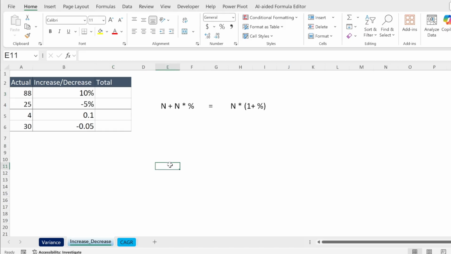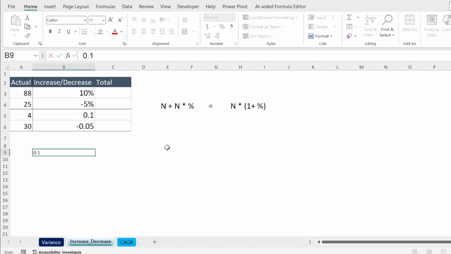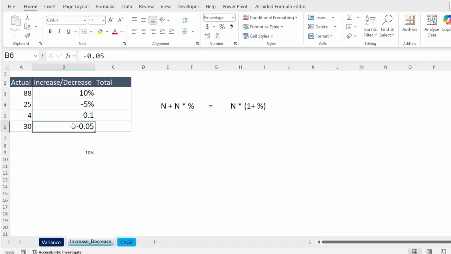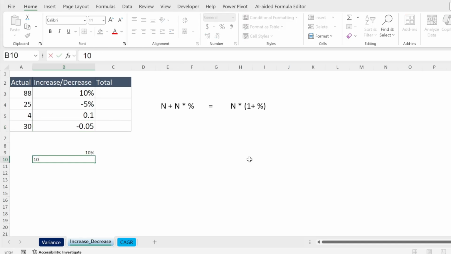Let's go to the second one, increase, decrease. So here I have a number and I want to increase it by 10%, or another number and decrease it by 5%. You also have here 0.1, which is 10%. I can show you 0.1. If you go and change the format, this is 10%, and this is minus 5%. Now, if you come here and put 10, and you change the format just to show you, you get 1000%, which is wrong. You can just remove the zeros.